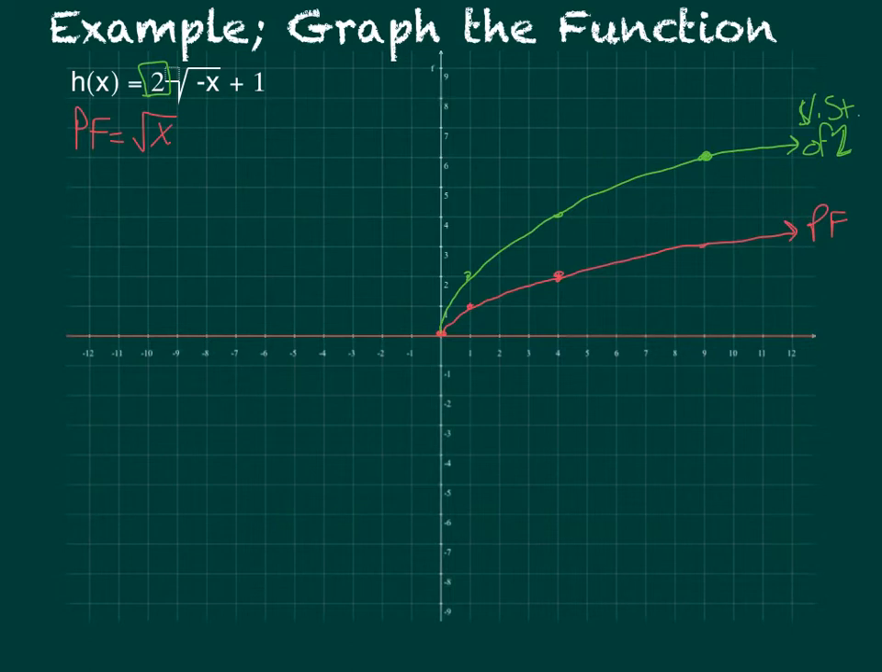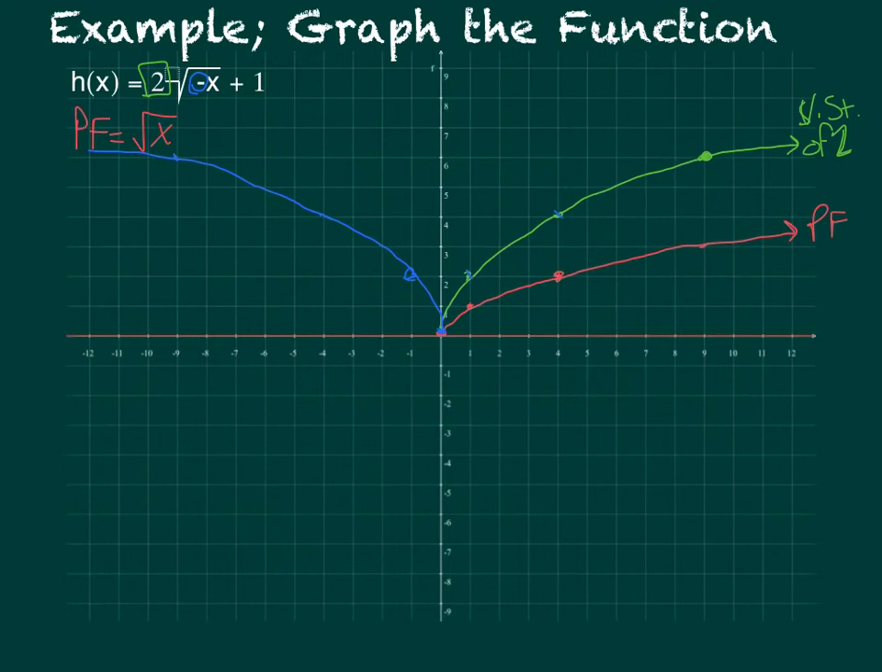Alright, and then the next one, it looks like we have to do our negative right here. So there's a negative inside with the x. So a negative in with the x means we're changing our x as a reflection. So it's going to flip over the y-axis. So I'm just going to take those points that are marked here and just flip them over the y-axis. Alright, so it's going to look something like that.